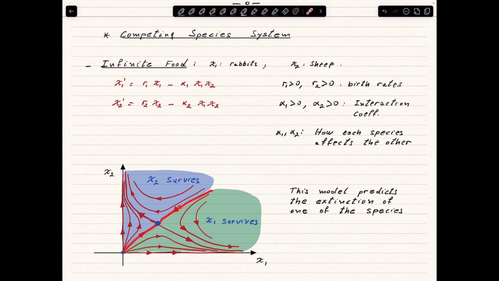You can never have your physical initial data exactly on that line, so it's either on one side of the line or on the other. So depending on your initial data, this model predicts that one of the species is going to go extinct, and the population of the other is going to go to infinity. So this is the result of the linearization analysis for the competing species with infinite food resources.